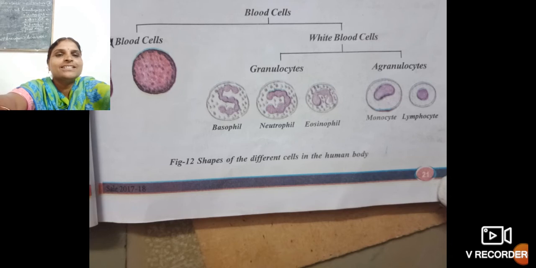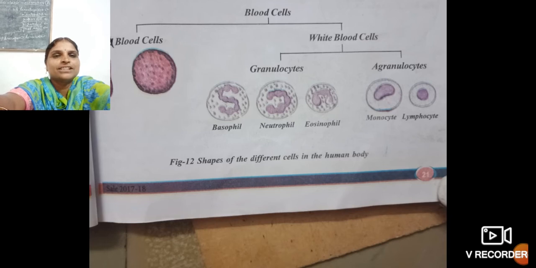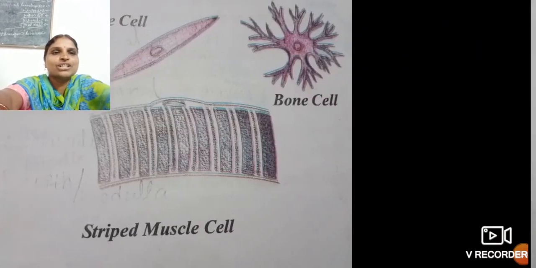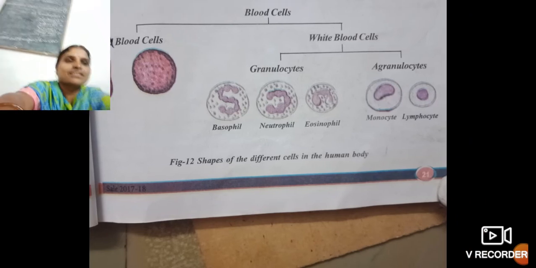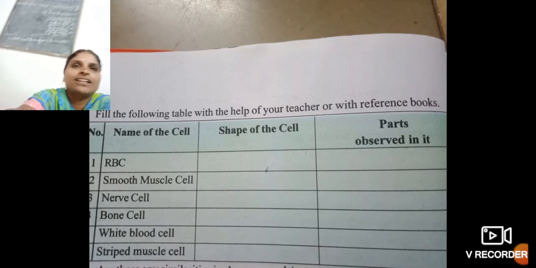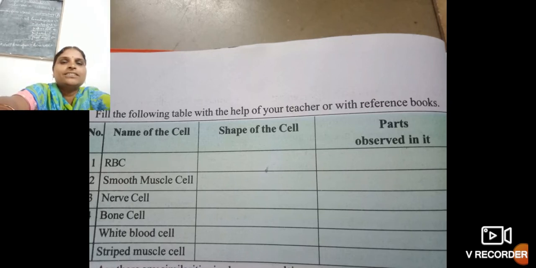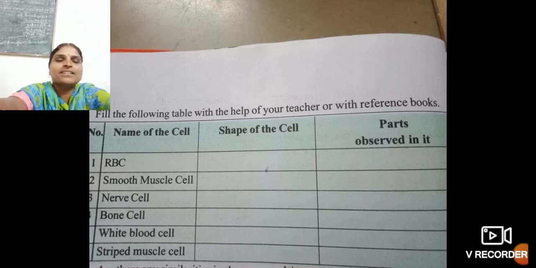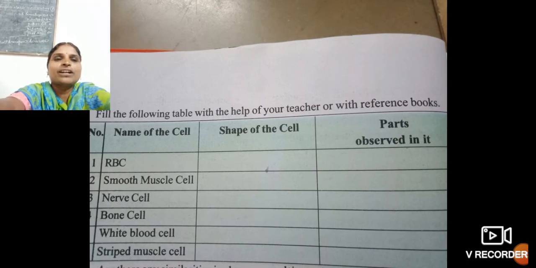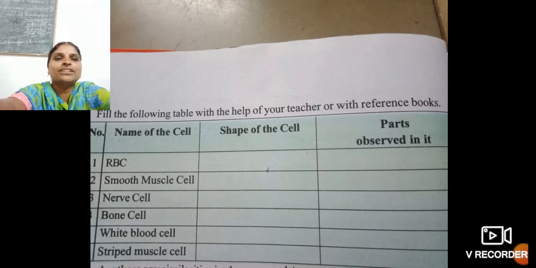Here we mainly observe the shape of these cells. Did you observe the shape and size of all cells? I will ask some questions about these cells. Here is one table. See, all of you: name of the cell, shape of the cell, parts observed in it. Understood? You will complete this table in your textbook and send it to me in the group.